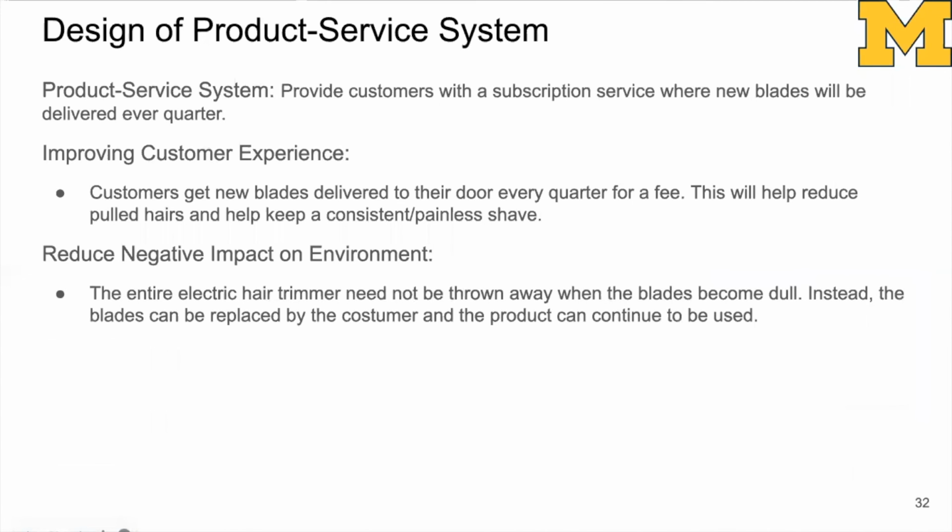For our product service system, we are going to provide customers with a subscription service where they are able to buy new blades that are delivered every quarter to their home. This way, they can always have nice, clean, consistent, painless shaves, and there will be a positive impact on the environment since they do not need to go out and buy a whole new razor when the blade becomes dull. They can merely just be replaced.